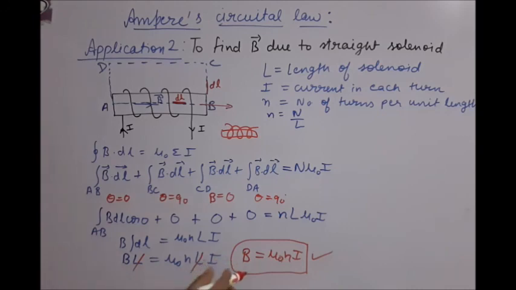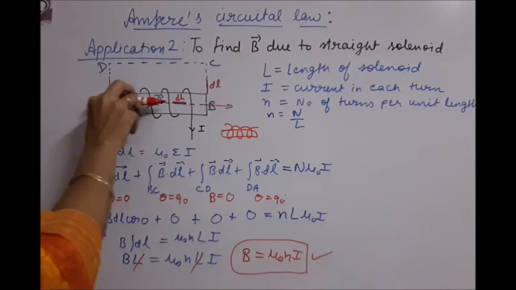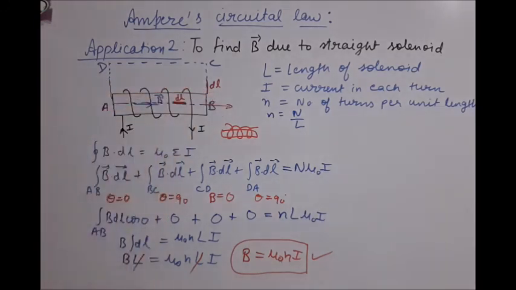And we have already discussed its direction. The direction of the magnetic field is parallel to the length of the solenoid.